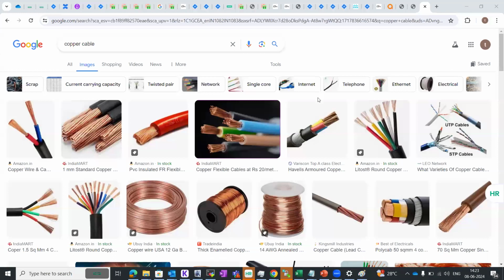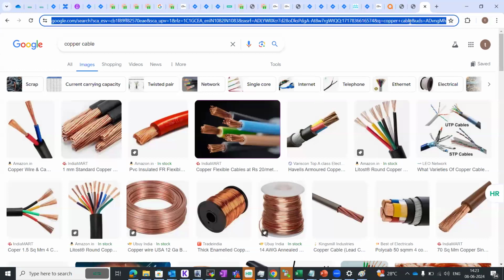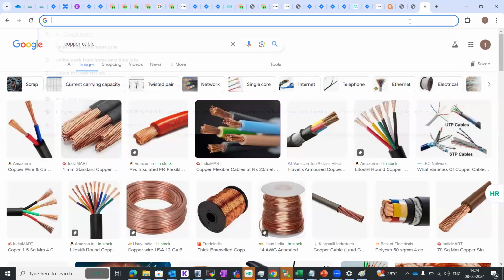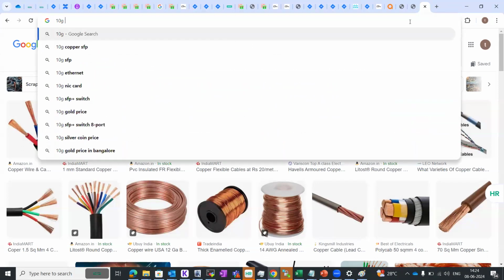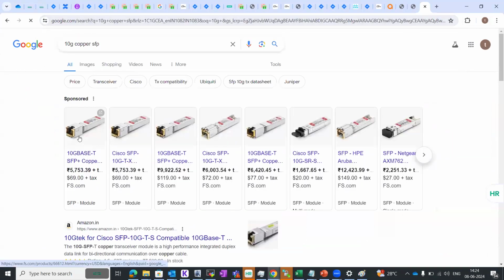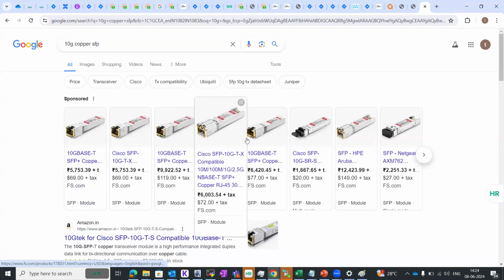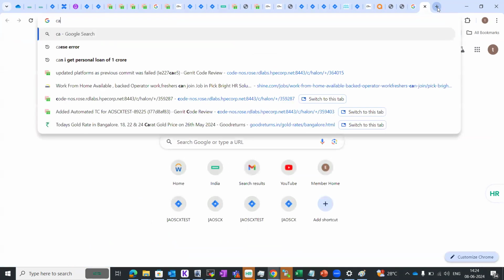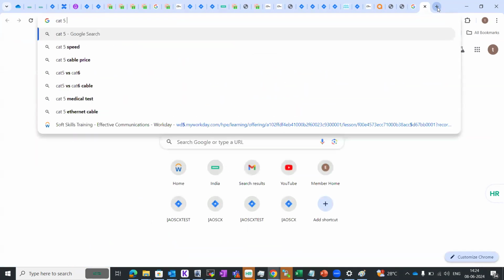If you type 10G optics here, we have various optic levels. These are the various optics we use in today's standards. The first one you are seeing is called a copper optic, which means you will use a copper cable. The copper cable is like this, a Cat5 cable.